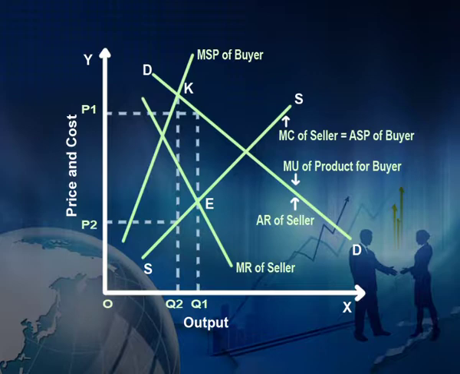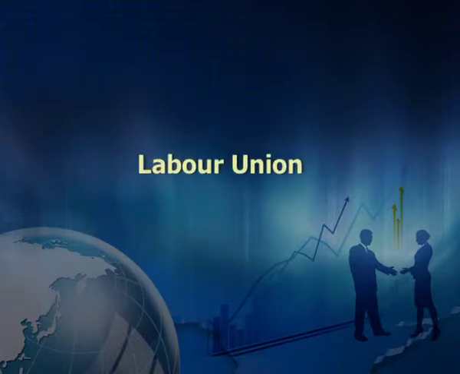Since both of them know that they have to trade with each other, they will have to arrive at some mutually agreeable price through negotiations and bargaining with each other. In the end, the price that would be fixed would be somewhere between OP1 and OP2, which is called the negotiating range. However, the final price at which the transactions take place depends upon their bargaining skill and dominating power in the market. Now, let us discuss the next topic, that is labor union.